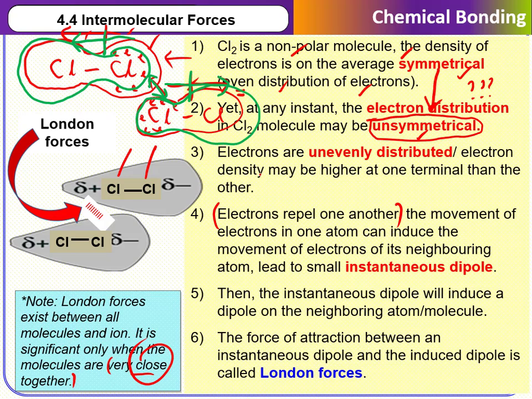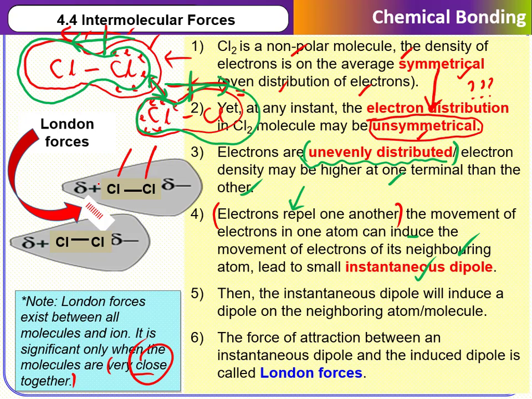Right, so itu yang kita kata tu, electrons are unevenly distributed. Dah tak sama besar. Kan, maybe higher at one terminal than the other. Why? Because this is due to the electrons' repulsion. The movement of electrons in one atom can induce, boleh mempengaruhi, the movement of electrons of its neighbor atom, leading to a small instantaneous dipole. So, dia akan jadi dipole yang sementara. Dia bukan permanent tau. Dia sementara sahaja. Instantaneous dipole, or what we call temporary dipole, yang tidak kekal. So, itu yang kita ada.